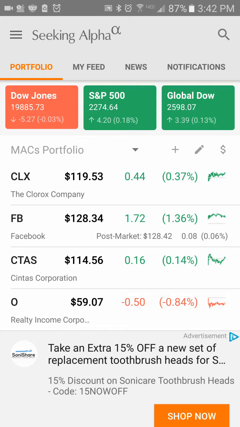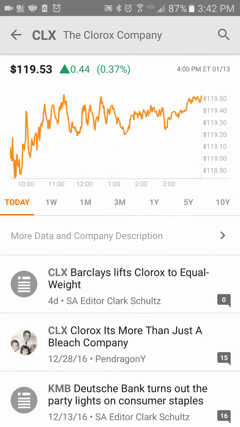Once I do that and I like what I see, then I come to Seeking Alpha, and then I do a quick fundamental analysis on it to see if there's any catalysts to this particular stock that'll propel it upward or drag it downward. So to give you guys an example, we'll go to CLX. CLX is Clorox Company. So right now they're trading at almost $120.